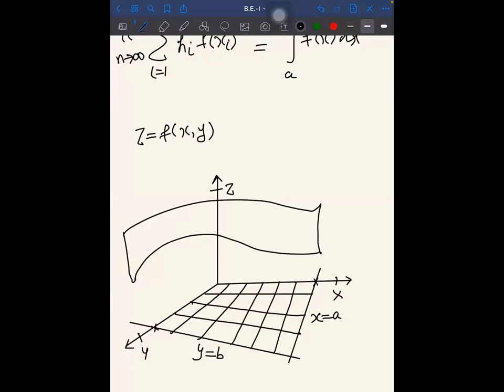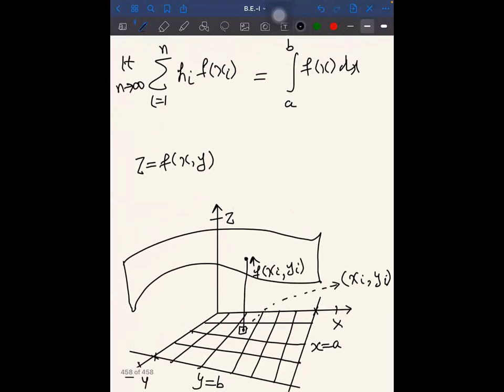Now we want to take the height. So at this point, let's say we take the height. So this becomes the height, this one. Let's say this point is your x_i, y_i. Let me write it more clearly. So this point is your x_i, y_i. At this point you get that height, and that is what? f of x_i, y_i. Right?